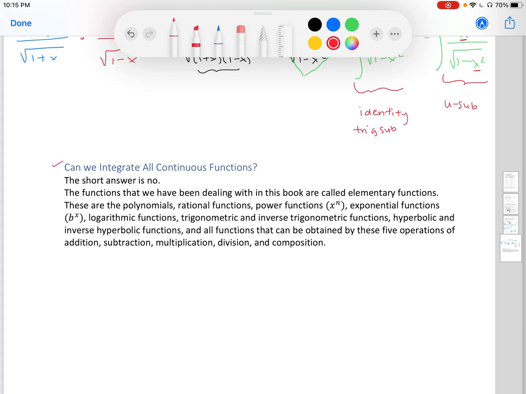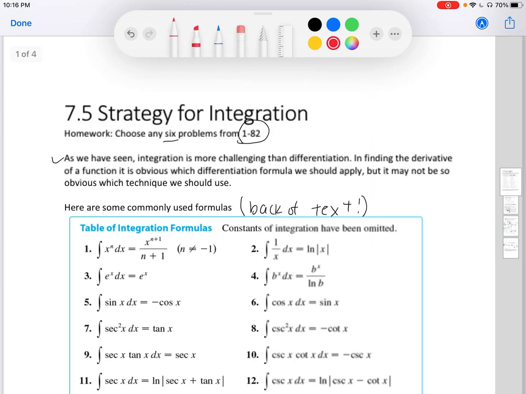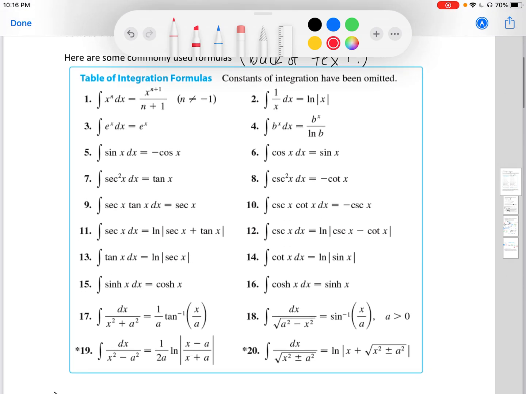Now, of course, can we integrate all continuous functions? The answer is no, but we'll learn in the future how to deal with such types of problems. I think we'll see that in chapters 10 and 11. All right, that's it for 7.5. My biggest advice is just have all your integration techniques that we learned handy. Again, somewhere towards the end, middle part of your text, you have all of your integration formulas listed. Have that handy.